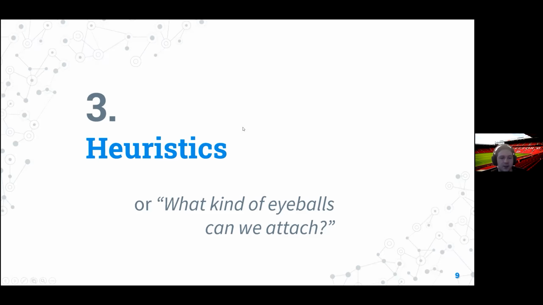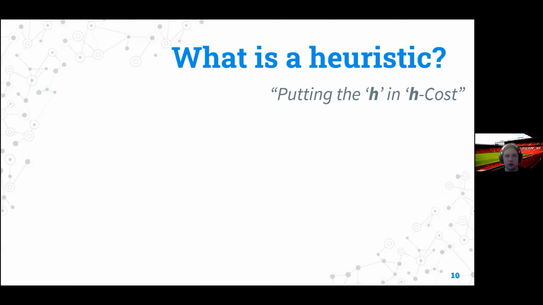Okay, heuristics, super important. And I've also titled this section, what kind of eyeballs can we attach? So heuristics is our ability to influence our pathfinding algorithm so that it can more quickly move towards its target. So let's have a look. So what is a heuristic? Putting the H in H cost.